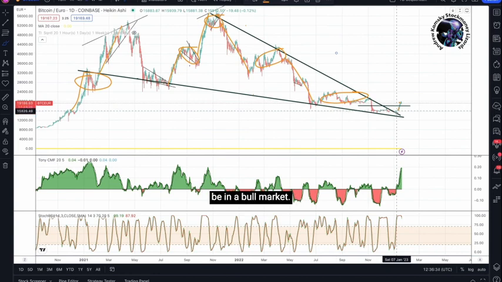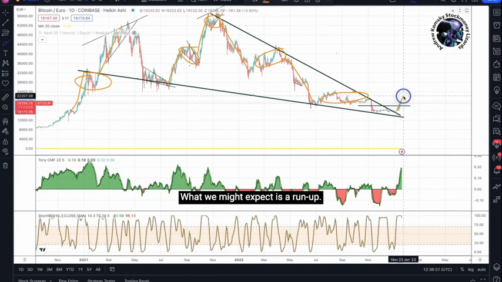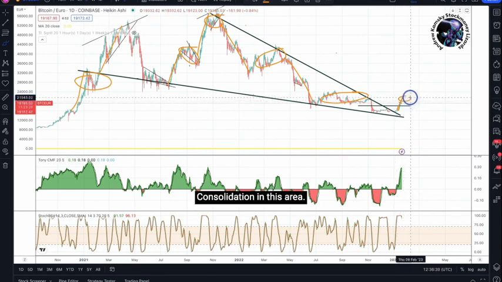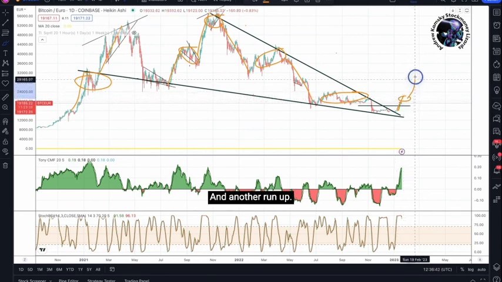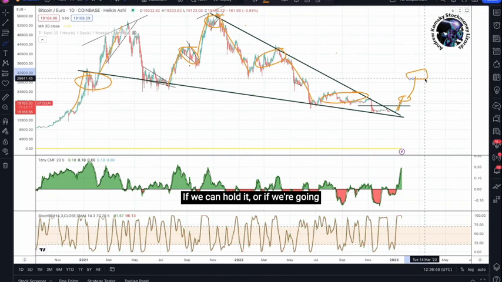So assuming that now we are in a bull market, or signs that we might be in a bull market, what we might expect is a run up, consolidation in this area, and another run up, and then we will see what happens in this area, if we can hold it or if we're going to come back down to these levels.